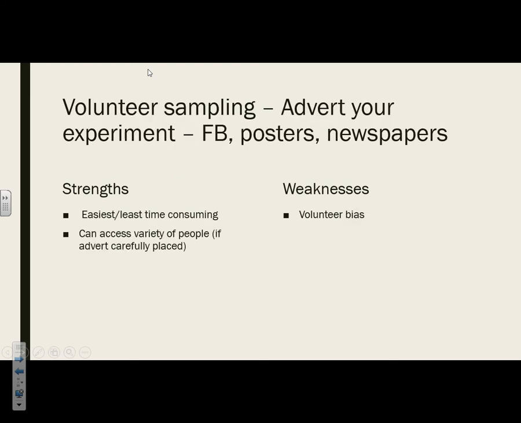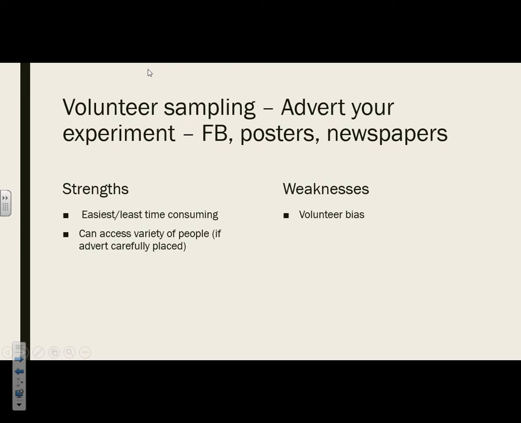Volunteer sampling: you advertise your experiment. Loads of people always mention posters and newspapers. Well, how many people nowadays read a newspaper, do you think? I think the key way that people will probably be able to access people is off the internet, Twitter, Facebook, whatever it might be, to advertise it. You put up an advert and then people self-select, they come to you. So strengths: it is the easiest and least time consuming, so you can apply your funding elsewhere.